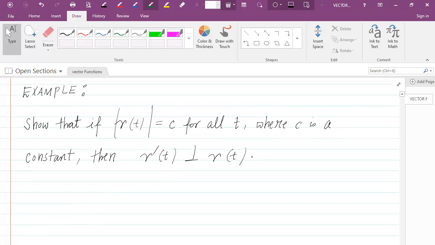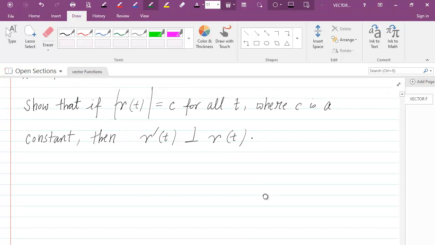Okay, so the next example is the following. We have a vector function r of t, and we are assuming that the length of this vector function is c for all t, where c is a constant. Then we want to show that the derivative of r of t must be perpendicular to r of t. So remember, r of t is a vector, r prime of t is a vector, and we are saying if this equation holds, then the derivative of r is perpendicular to r. Okay, so how do we show this?